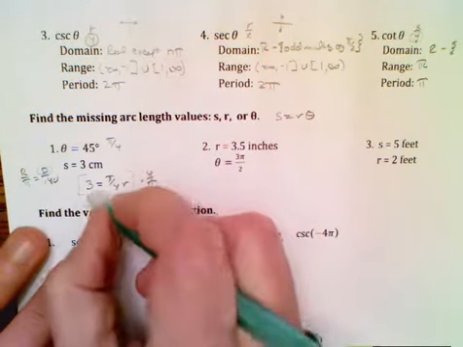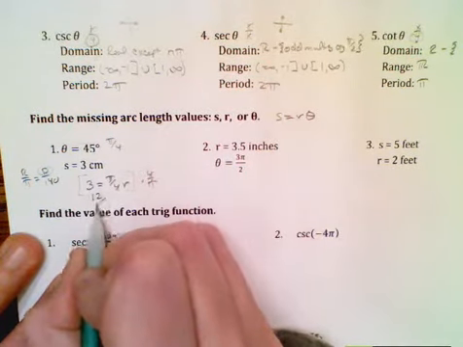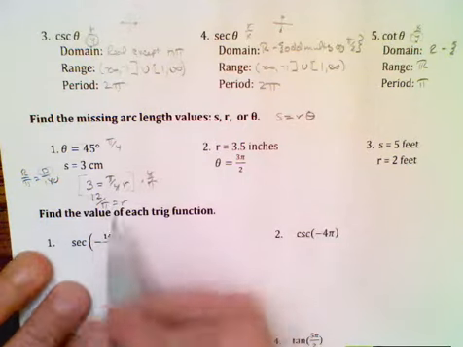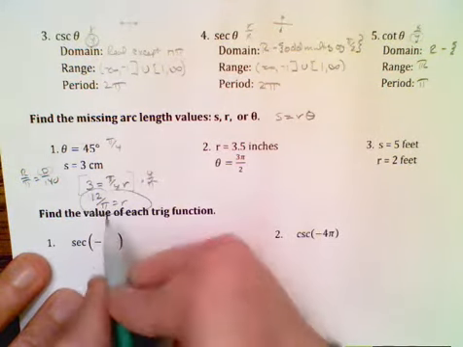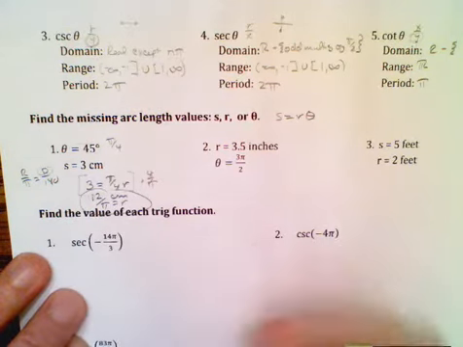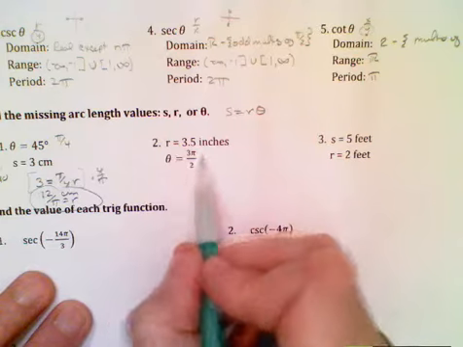12 over pi, sorry about that. 12 over pi equals r. And that's my value. And that would be in centimeters when I label that. Okay, 2, give me r and theta in radians.